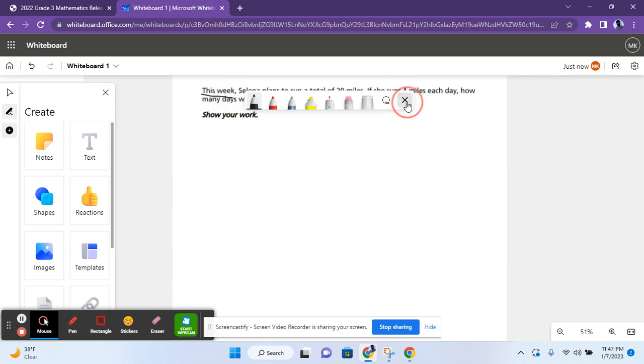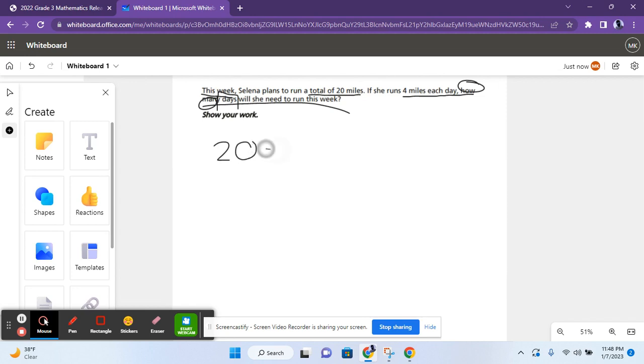And for the second part, it says, this week, Selena plans to run a total of 20 miles. If she runs 4 miles each day, how many days will she need to run this week? So you basically have to divide 20 by 4 to get 5. There are 20 miles that she plans to run. If she plans to run 4 each day, she needs to run 5 days to achieve her goal.